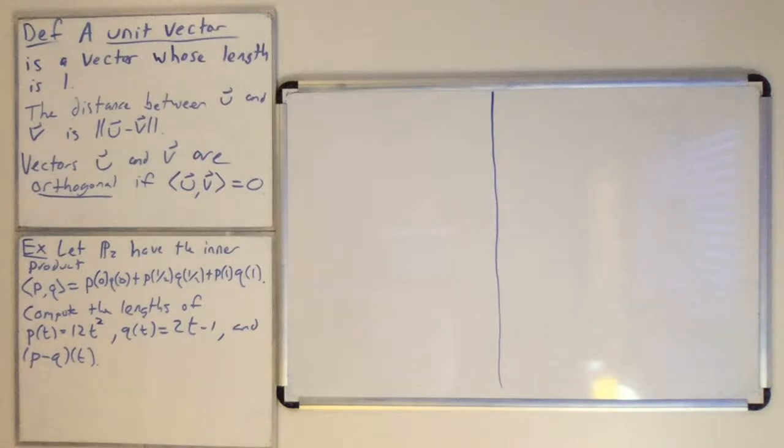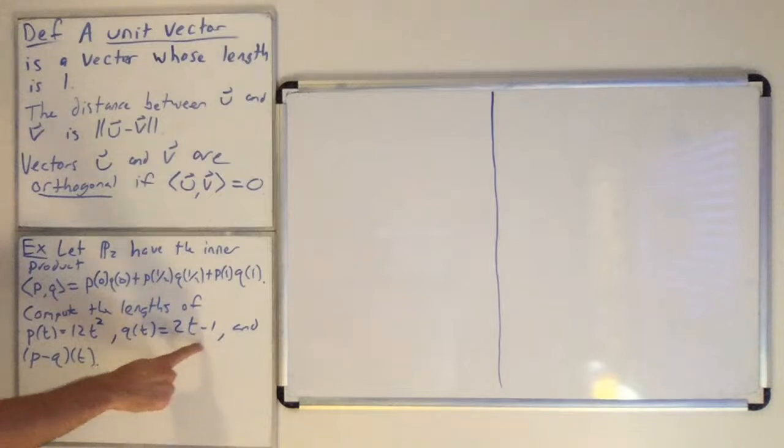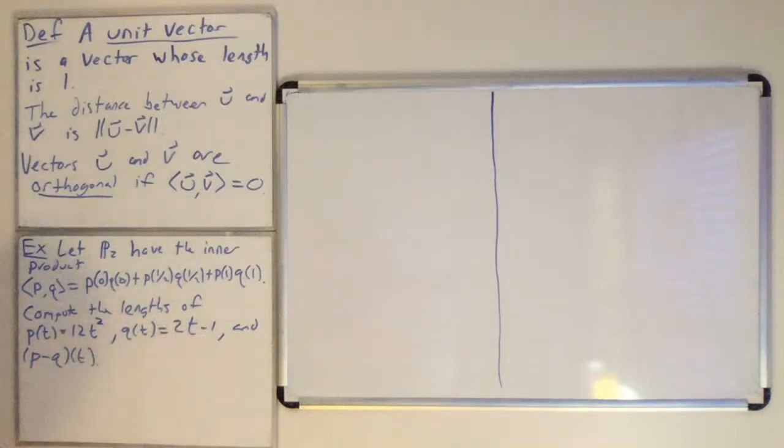All right. Oh, Taylor said something. For p minus q, do we have to do p minus q dotted with itself? Yeah, so we would have to figure out what is the polynomial p minus q. So that would just be 12t squared minus 2t plus 1, right? Because we subtract this whole thing. And then take the inner product with itself, and then take the square root of that inner product. Okay.